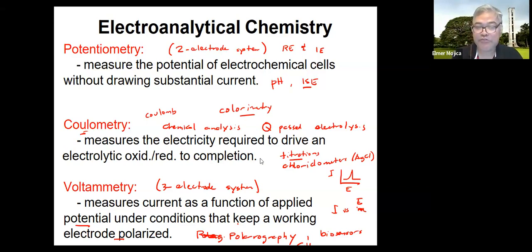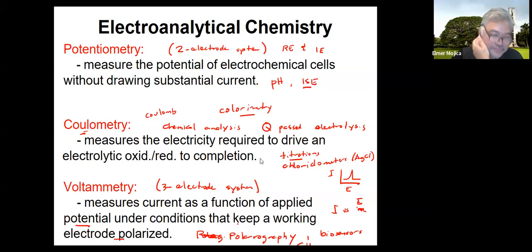Squeezing the sponge is like applying voltage to the electrode. And the rate at which the water is absorbed or released by the sponge is like the current that's measured during the voltammetric experiment. Is that clear? Does that make sense, class? Do you see the difference between the methods?